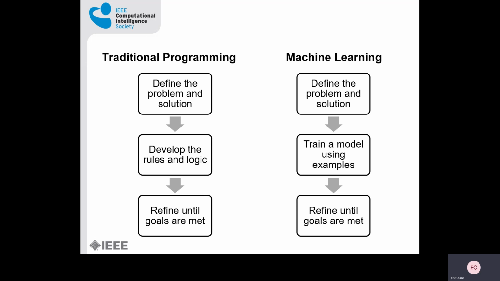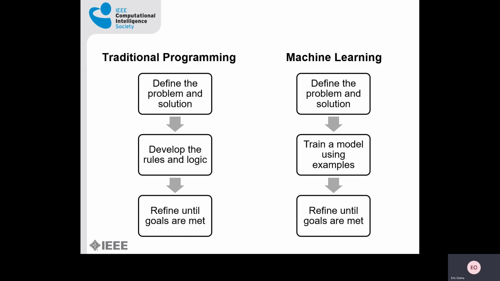So like in our case where I wanted to find out whether a number is odd or even, you define the problem and the solution. So the problem is finding whether a number is odd or even, and the solution is dividing the number by 2 and using the remainder to identify whether it's odd or even. Then you develop the rules or logic, you write the pseudocode or the code, and then you refine until it's working perfectly. But in machine learning, you realize it has the same criteria.